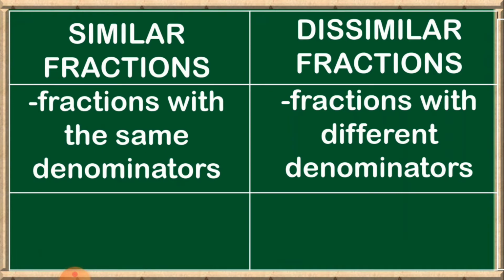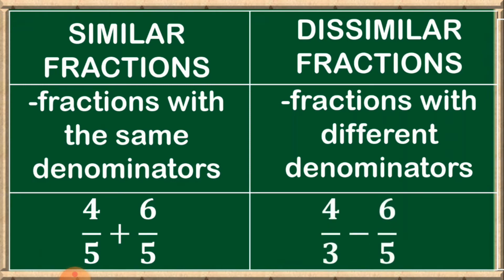Let's have an example. For similar fractions, we have 4 over 5 plus 6 over 5. The denominators are both 5. For dissimilar fractions, we have 4 over 3 minus 6 over 5. The denominator of the first fraction is 3 and the denominator of the second fraction is 5.